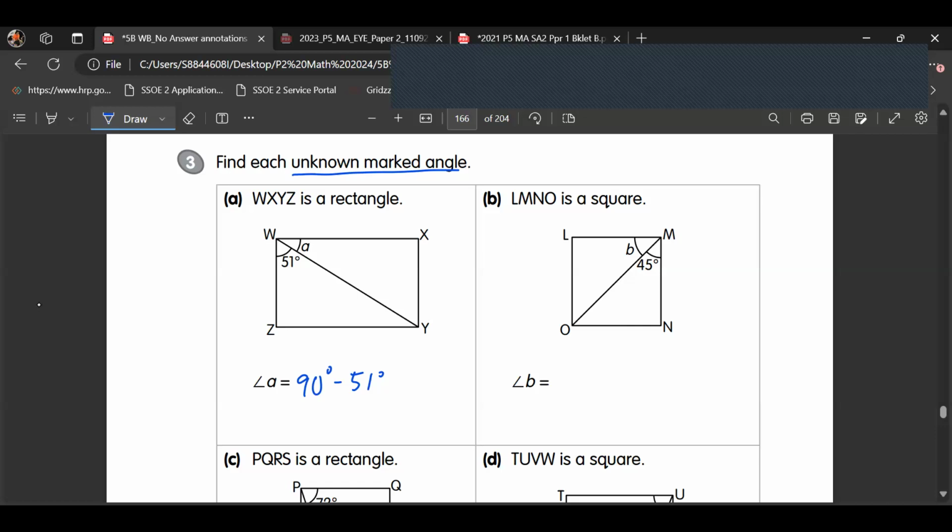It's point at point W. Yes, thank you. It's XWZ or ZWX. Okay, this is a right angle here. The diagonal line cuts the right angle into 2 parts. So you have a part whole. Right? This one, B.